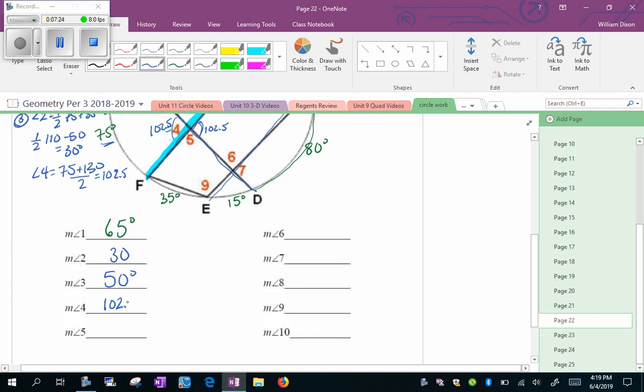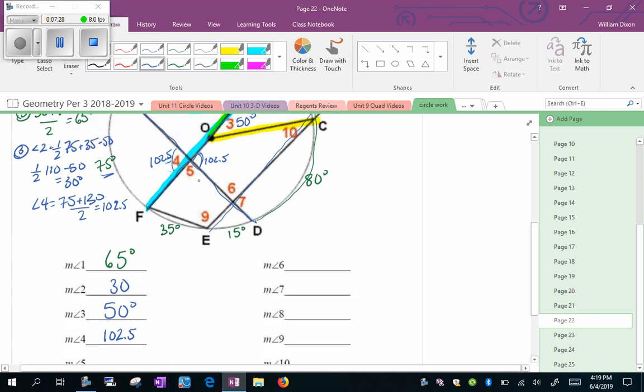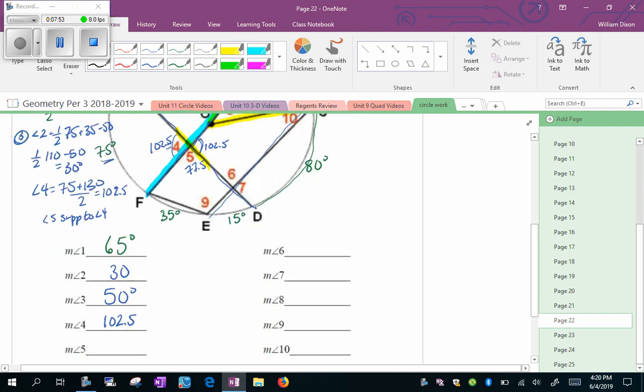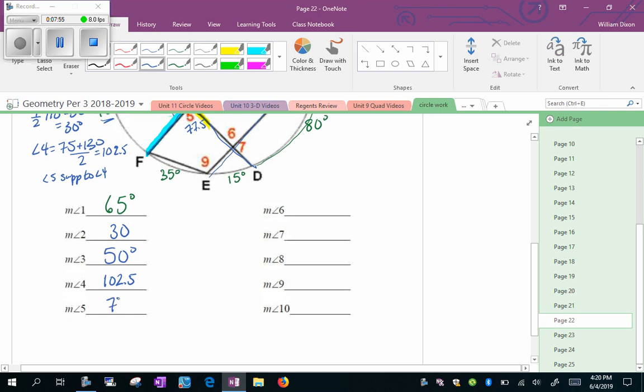Sounds like a radio station. Okay, and then angle 5. Well, angle 5 is a supplement to 4 because I have my straight line here. Let's do a little highlighting. I have the straight line, so it's a supplement. So if angle 4 is 102.5, then angle 5 is 77.5. So put that down here, 77.5.